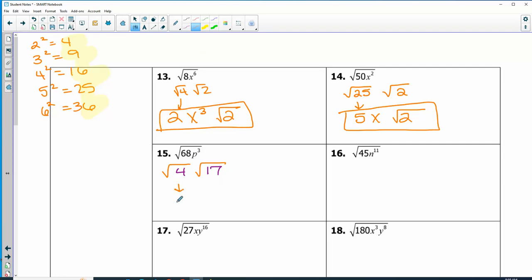Square root of 4 is 2. Can we break down 17 anymore? No. Remember, sometimes if you don't get the biggest perfect square, you might have to break it down again. But we can't, so the 17 stays underneath. I'm leaving room for my variables. If you have 3 p's, how many groups of 2 can you form? So 1 comes out and there is 1 left over, because it was an odd power. Make sure it is clear: your radical is going over both the 17 and the p there.